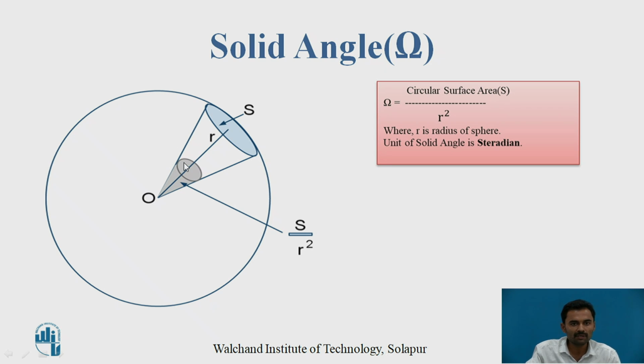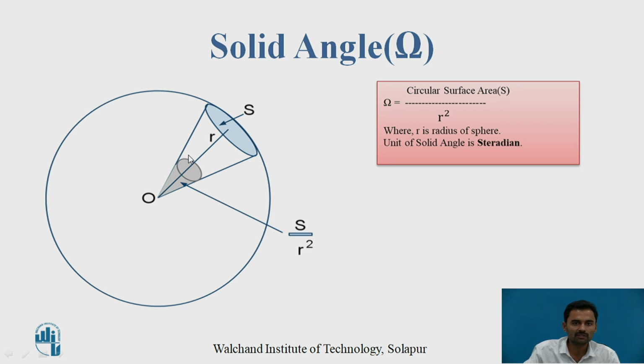An example: in birthday parties we use hats, that is, birthday caps. These are cone-like structures. These birthday caps or birthday hats are examples of solid angles, showing how a solid angle actually looks.